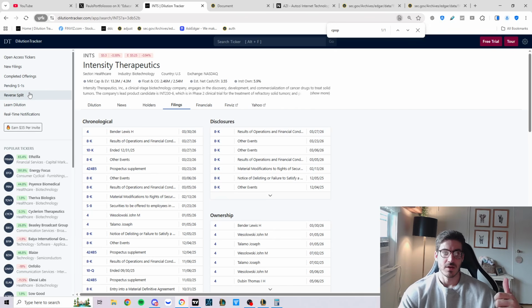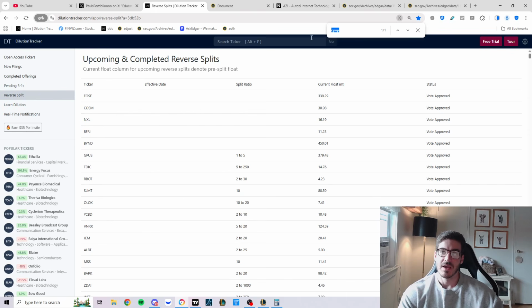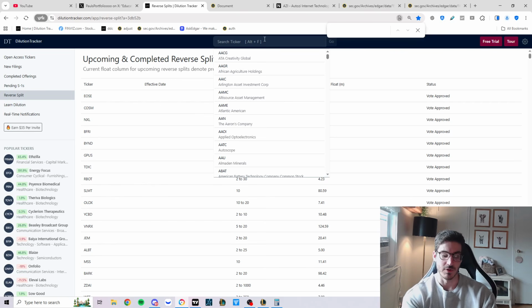Reverse splits. See if the company has a reverse split. This is 90% accurate. Sometimes it's not, but for the most part it will be. Just go to dilution tracker, hit reverse split, Control F, type the ticker name in here. See if they have a reverse split approved, right? Do they or do they not? Okay? Compliance, that's another one, right?